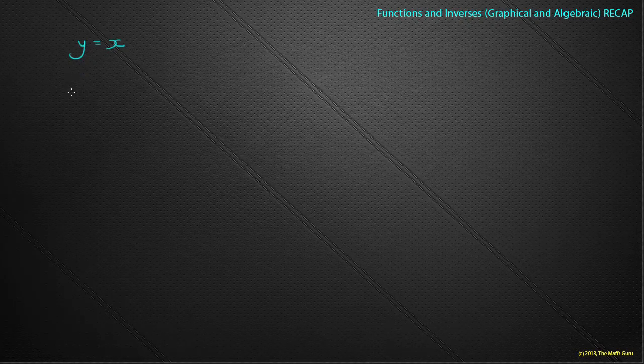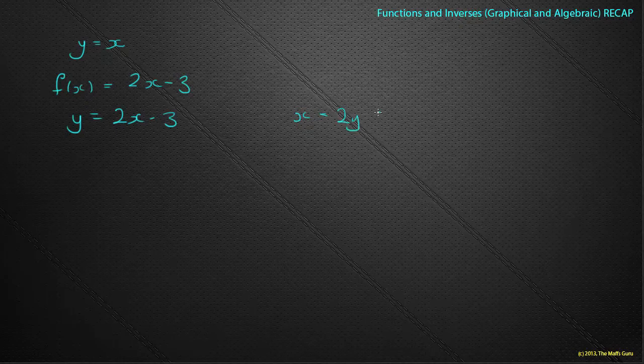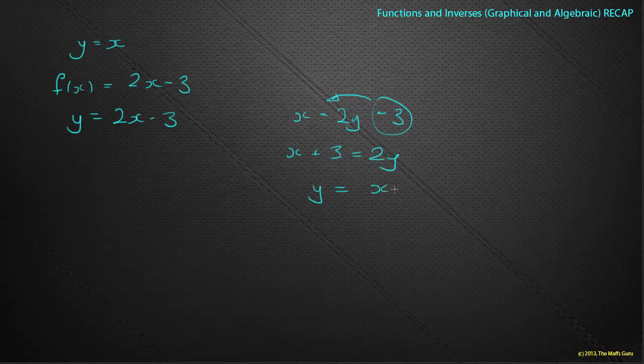So for example, algebraically, if I gave you f of x equal to 2x minus 3, what would we do? Well, we think y is equal to 2x minus 3, and what we've been told to do is where I see a y, put an x, and where I see an x, put a y, and rearrange it so that you get y equals again. So the minus 3 moves over to become x plus 3 is equal to 2y, which gives you y equal to x plus 3 all over 2.